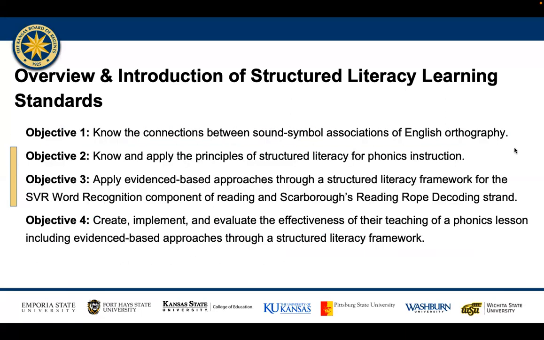Aligned with the KSDE and IDA standards, this session's 4 objectives provide learning experiences to gain conceptual knowledge and practical skills for teaching phonics. As you can see, they progress from the knowledge and application level of English orthography and sound symbol associations to creating, implementing, and evaluating evidence-based practices for teaching phonics. In this video, we will focus on the first 2 objectives.